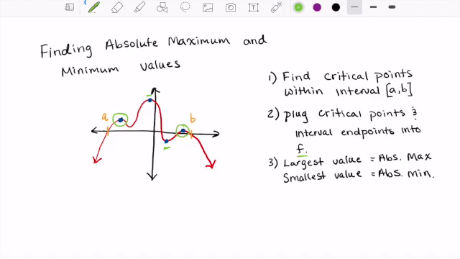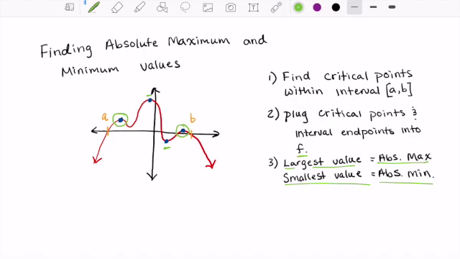Okay, so step 1, find those critical points within your interval [a, b]. Step 2, plug those critical points and your interval endpoints into f. And then step 3, whatever the largest value is, that's your absolute maximum. Whatever your smallest value is, that's going to be your absolute minimum.